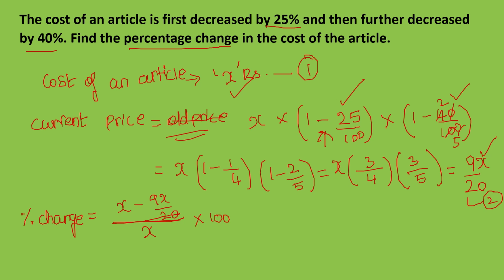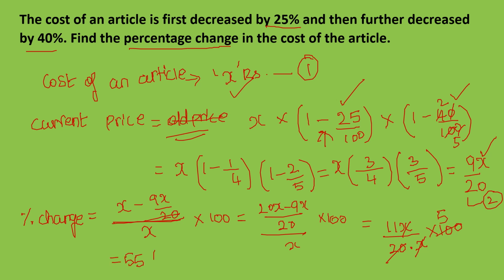So if you solve this, we will get the answer for the percentage change in the cost of the article. When we solve, we can take an LCM over here. So it will be 20x minus 9x divided by x into 100. So now 20x minus 9x is going to become 11x by 20, and this 20 will combine with x into 100. So I can cancel x and x. 20 and 100 will go 5 times. So now 11 into 5 will give you 55% as the answer.